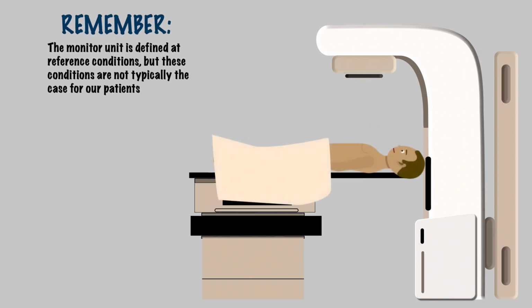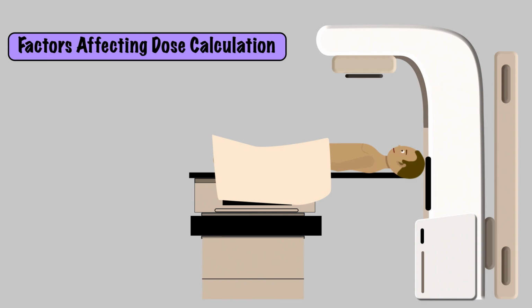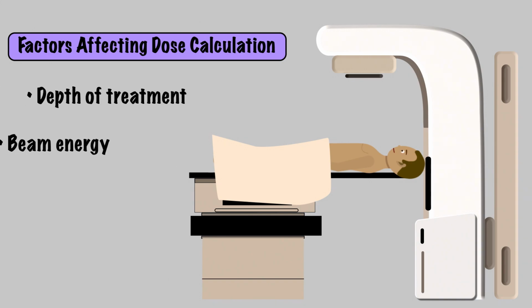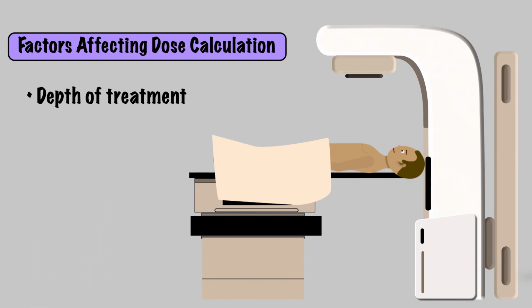Let's think in generalities about how and which factors will affect our dose calculation. These include depth of treatment, beam energy, distance from the source, and field size. Let's start with the patient and the depth of the target.